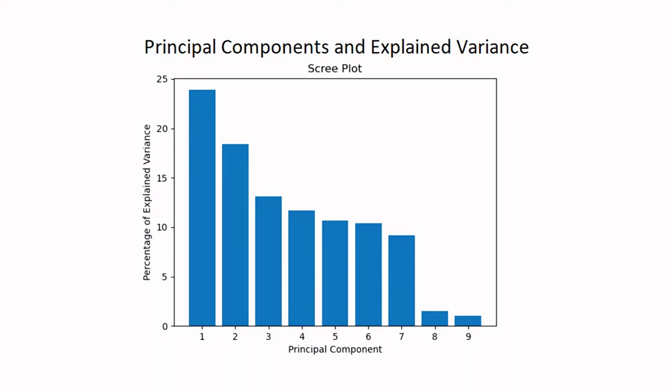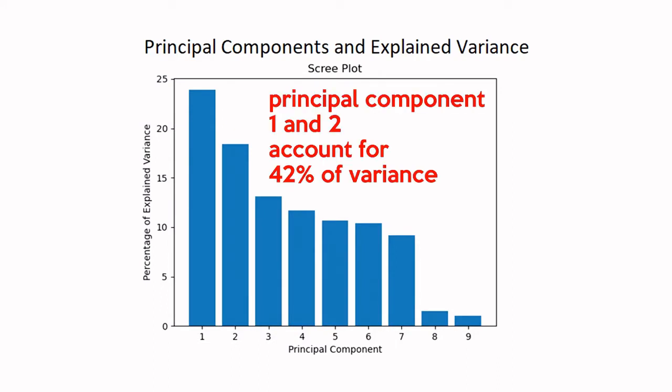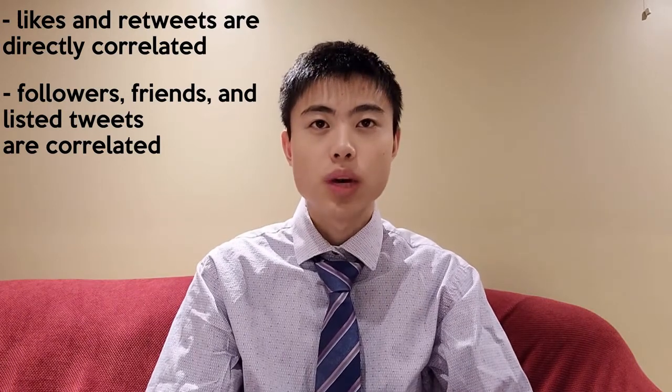PCA is one of the most well-known dimension reduction techniques used to reveal underlying correlations that account for the largest variance in data. This technique was used in similar ways in various studies to investigate the structure of correlations between tweet features. Using the same dataset, the two main principal components accounted for approximately 42% of the variance. These correlation graphs show that within the top two components, the number of likes and retweets are directly correlated with each other. Furthermore, the number of followers, friends, and listed tweets are correlated with each other as well.